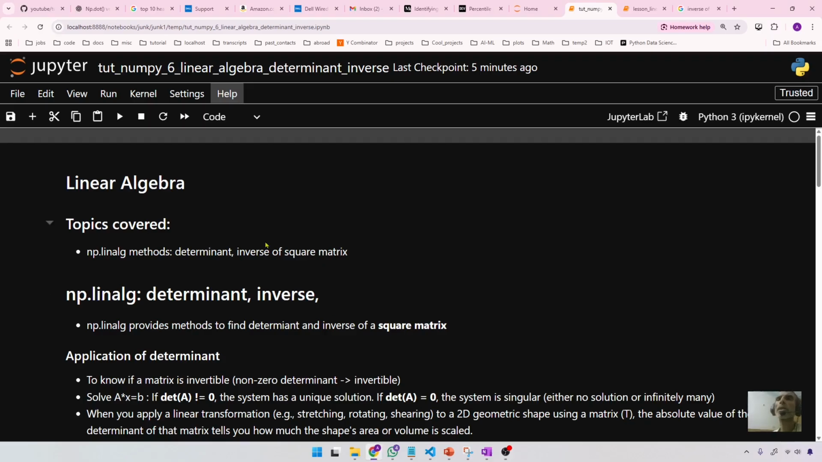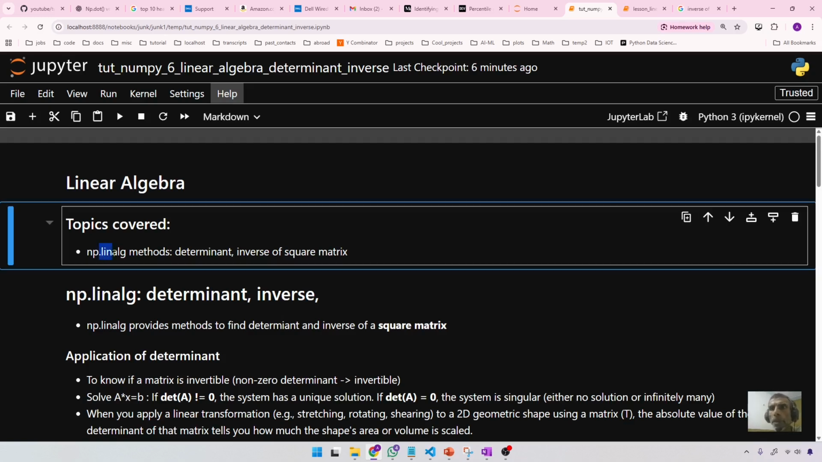Hello students, welcome back. In this session, I'm going to be talking about the determinant and inverse of a square matrix. Sometimes you have to calculate the determinant or inverse of a square matrix. np.linalg, that's the library. This actually gives you these inbuilt methods.